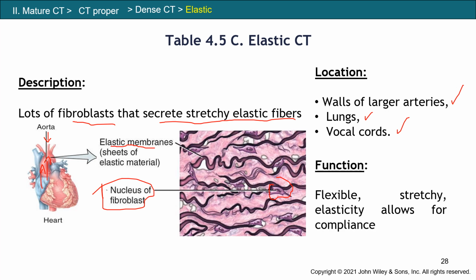And as a function, as I said before, they need to be flexible like the aorta or the lungs. They need to stretch like the lungs, and they need to be elastic like the heart or the vocal cords, which will allow them to fulfill the function that they have to do.